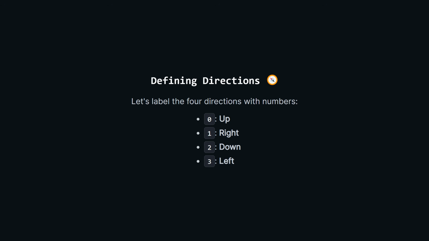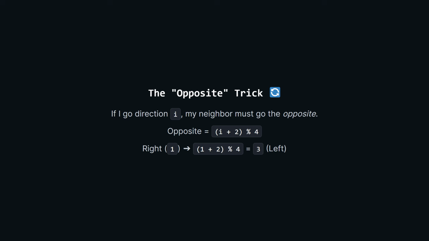First, let's assign a number from 0 to 3 to represent our four main directions: up, right, down, and left, moving clockwise. Here is the really cool math trick. If we want to find the exact opposite direction, we just take our current direction number, add 2 to it, and find the remainder when divided by 4. So if we are going right, which is 1, the math gives us 3, which is left.